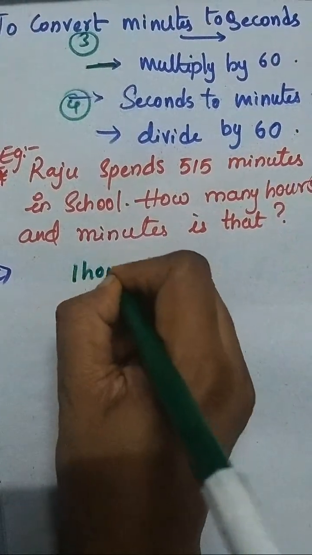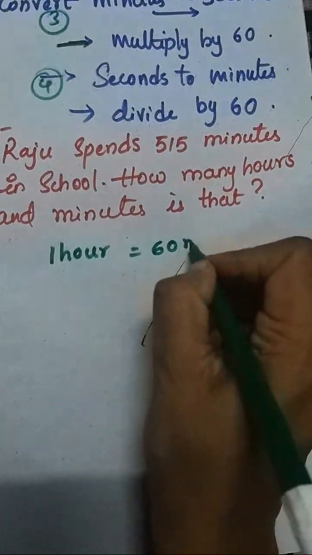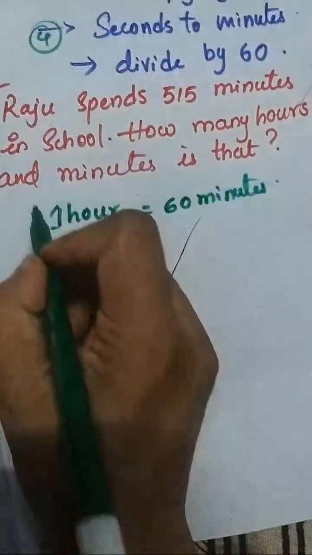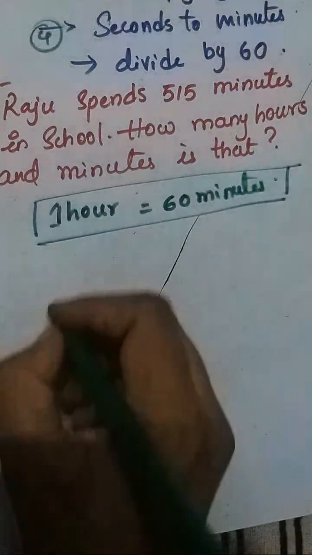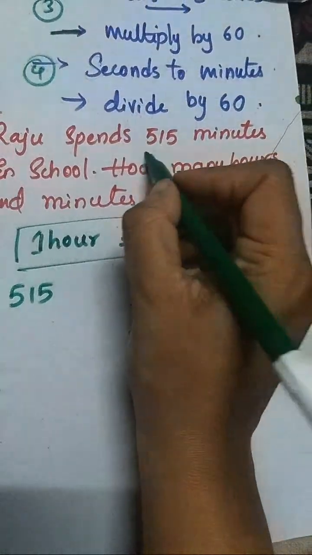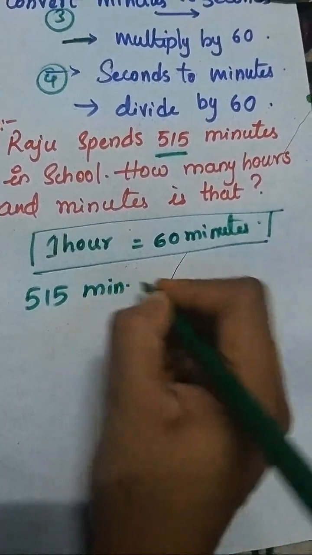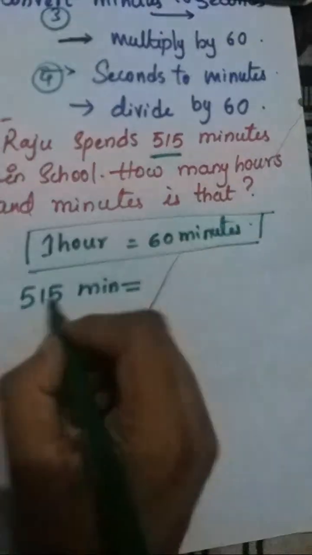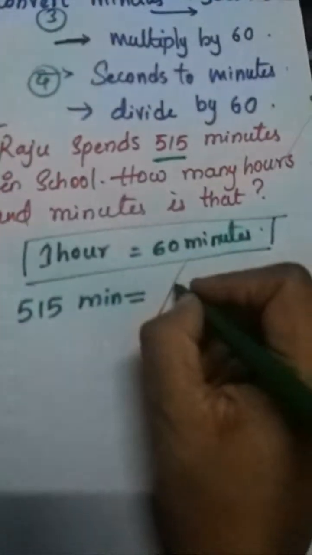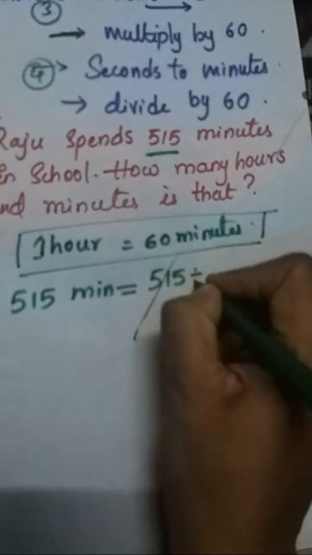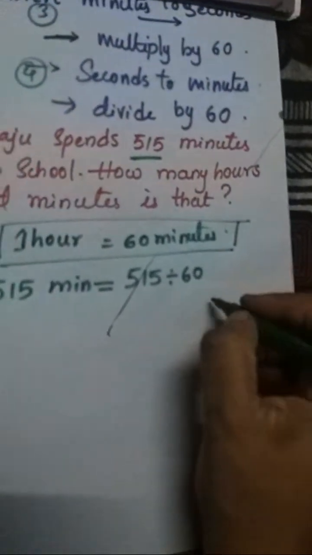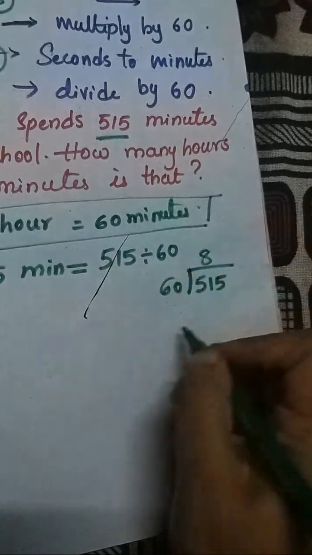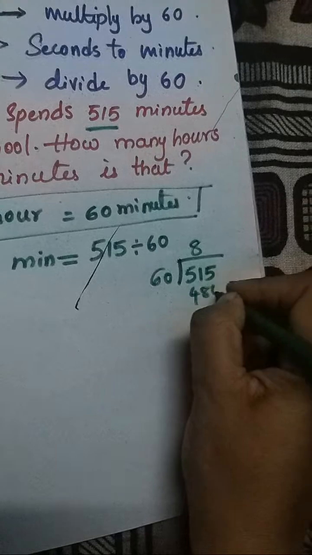1 hour is equal to 60 minutes. We know this from the table, I am taking this important point. So 5:15 is given. That is, convert this. 1 hour is equal to 60 minutes. So 5:15 divided by 60 we have to do. 5:15 by 60 we have to divide. 8 times 60 is 480 we get.